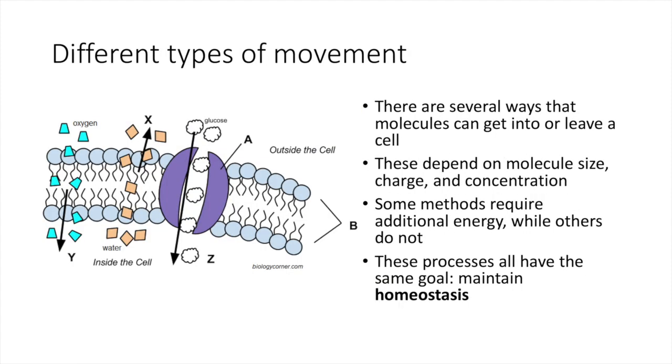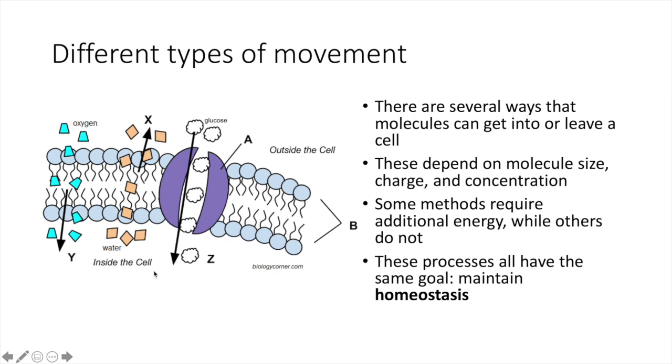There are many ways, and we'll look at the different ways that items can get in and out of a cell. They might depend on the size of the molecule, the charge of the molecule. We're also talking about ions here. Some of them require extra energy to get in and out, and the main goal is homeostasis. Keep the same amount of what I need in the cell, get rid of what I don't need so I have a stable internal environment.